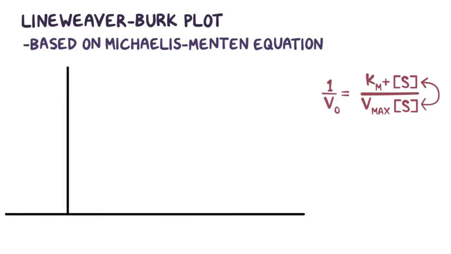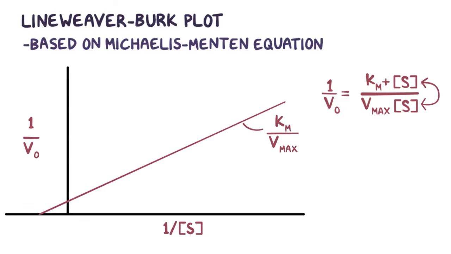Now we can use this equation on the plot. 1 over V0 goes on the y-axis, and 1 over substrate goes on the x-axis. Conveniently enough, after flipping the equation upside down, Km over Vmax is represented as a straight line that intercepts both the y and x axes. The y-intercept is equal to 1 over Vmax, and the x-intercept, since it happens negative to the origin of the axes, is negative 1 over Km. Therefore, the x and y-intercepts can be used to quickly identify Km and Vmax.